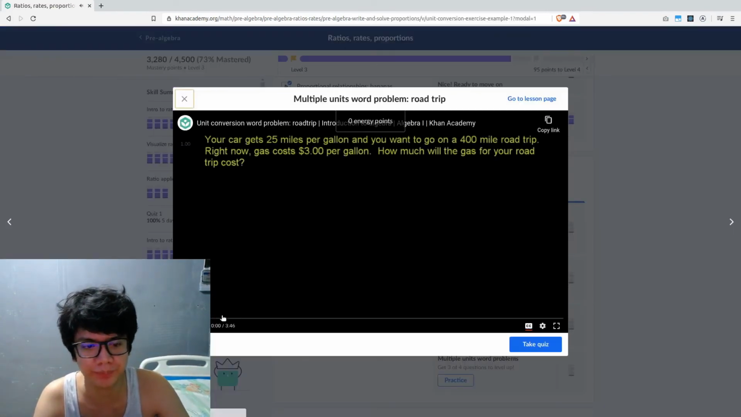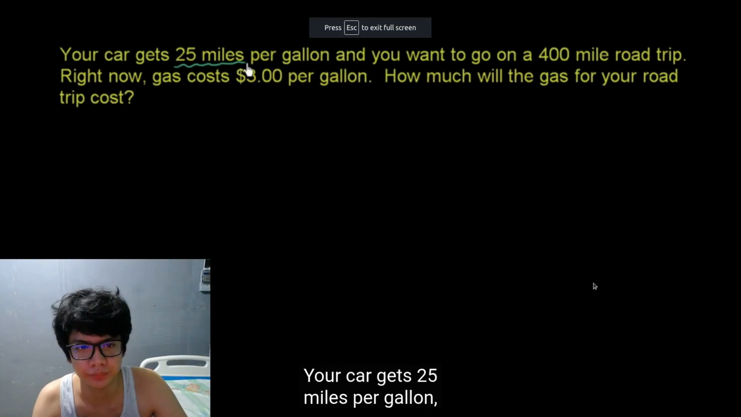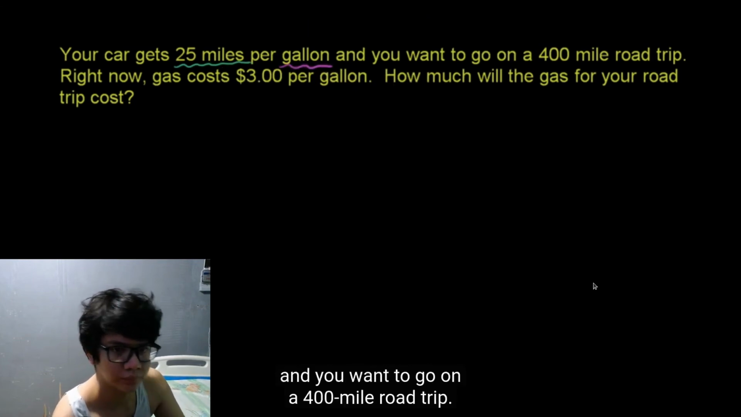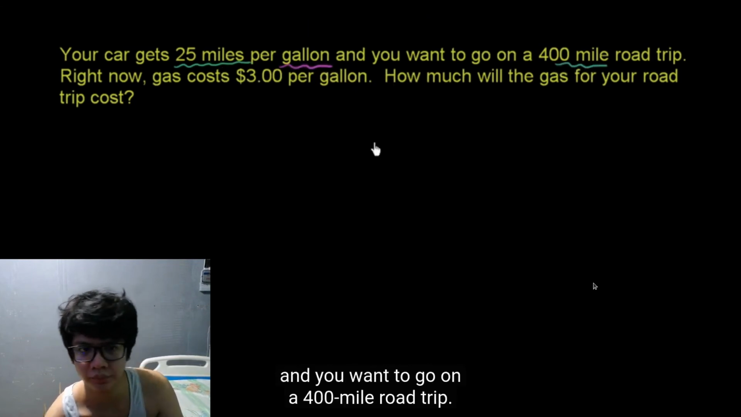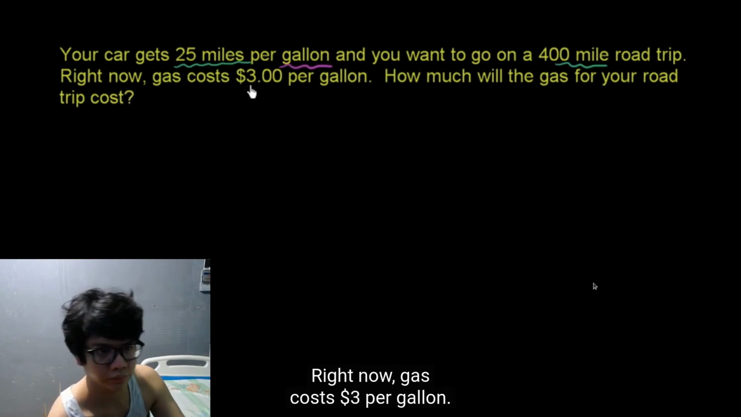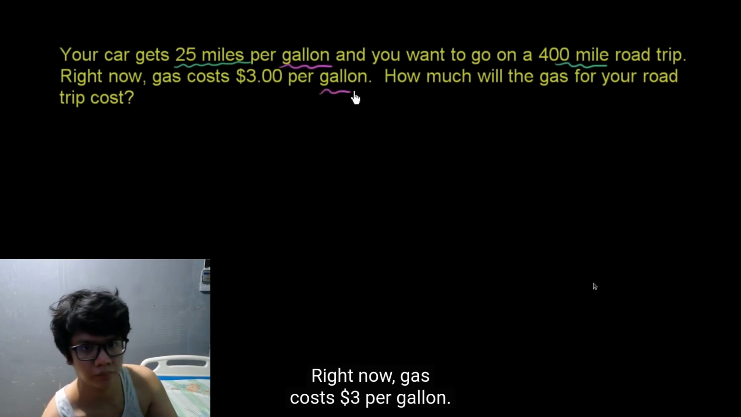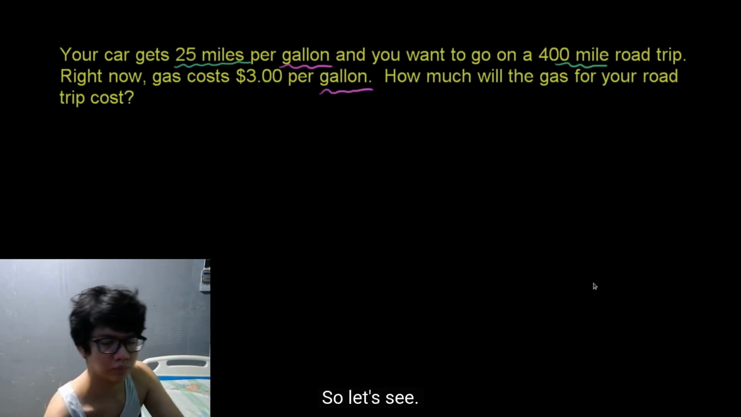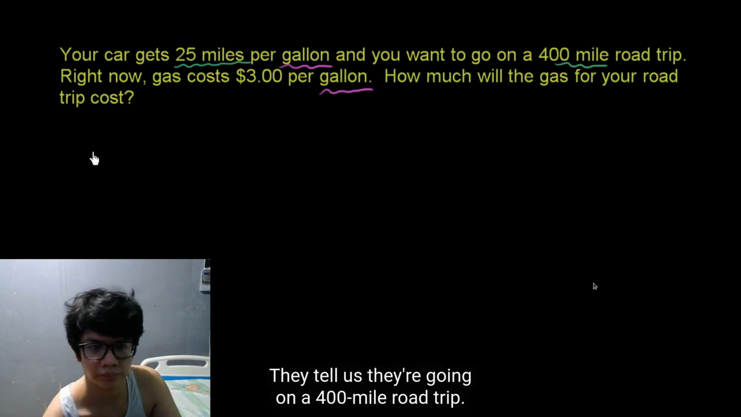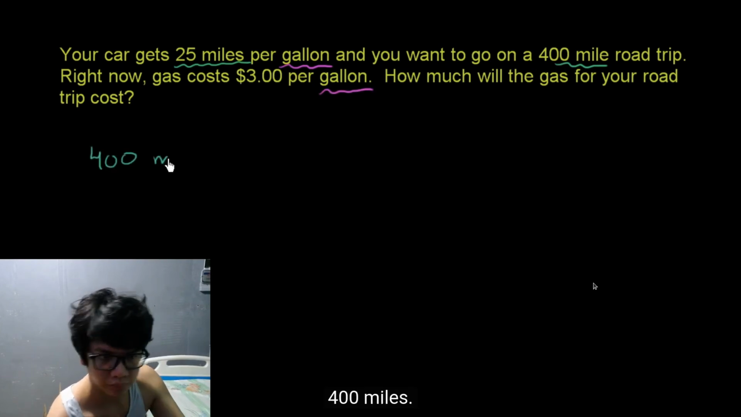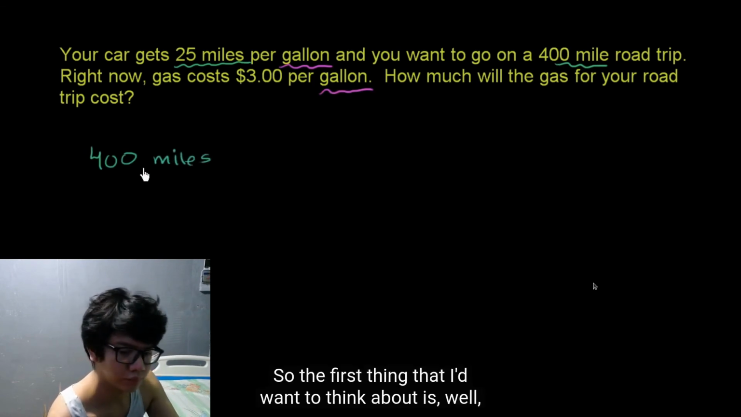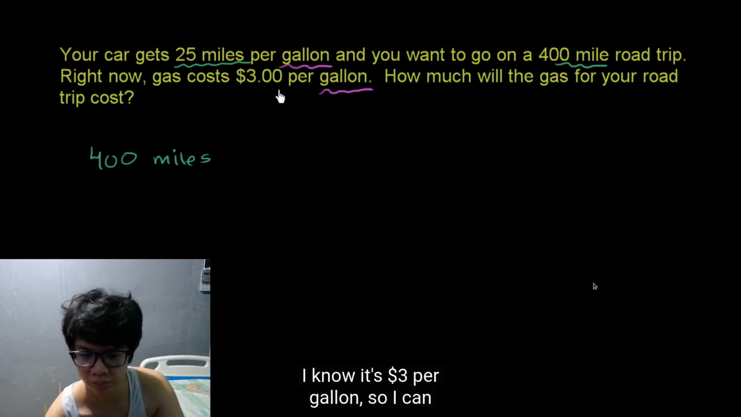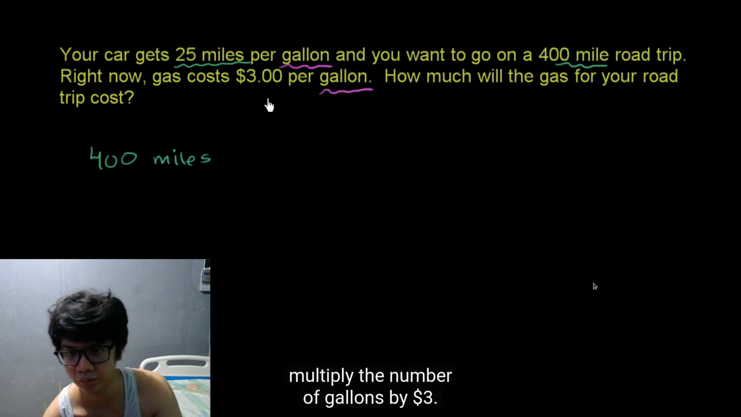Road trip. Your car gets 25 miles per gallon. And you want to go on a 400-mile road trip. Right now, gas costs $3 per gallon. How much will the gas for your road trip cost? So let's see, they tell us they're going on a 400-mile road trip. So the first thing that I want to think about is, how many gallons am I using? Once I know how many gallons I'm using, I know it's $3 per gallon, so I can multiply the number of gallons by $3.